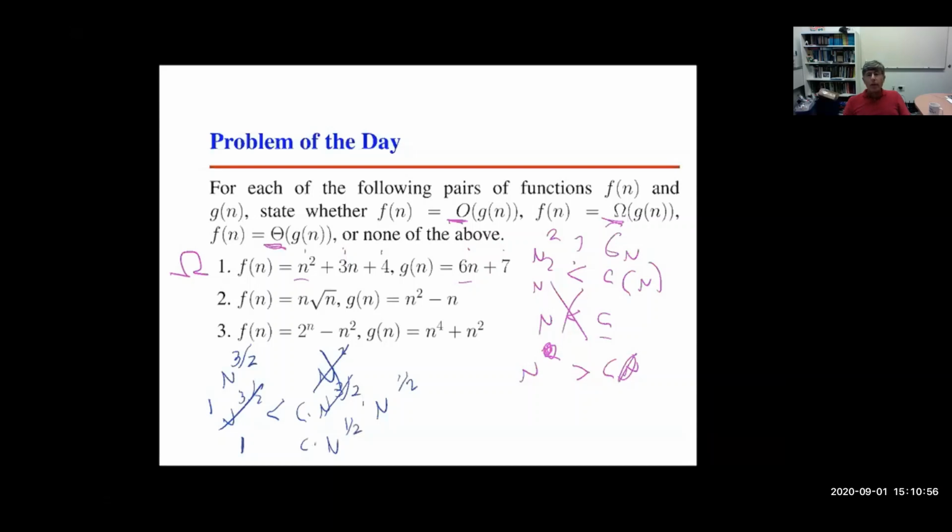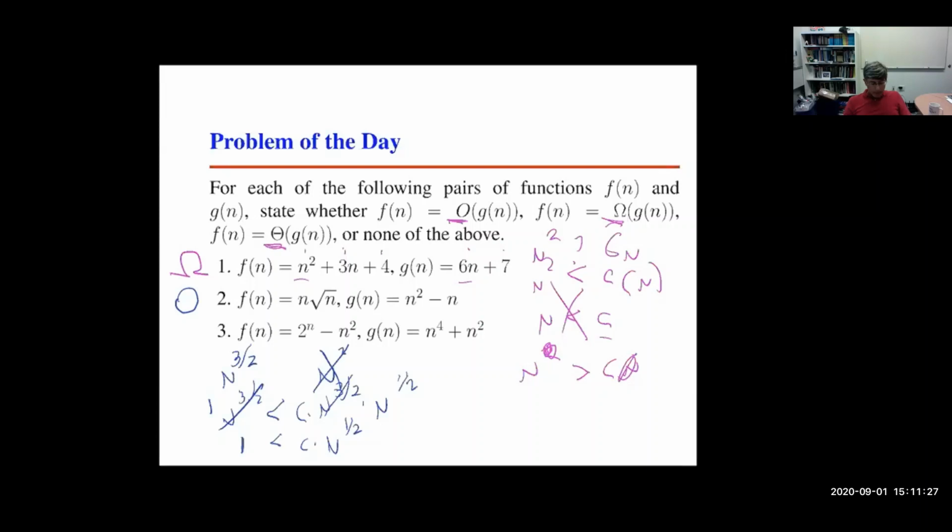N to the 1/2 is the square root of n. As n gets bigger and bigger, the square root of n gets bigger and bigger, more slowly than n, but it gets bigger. So it should be clear that if I set c equal to 1, this is going to be true. Certainly the big O holds, because there is a constant 1 times the square root of n that is bigger than 1.